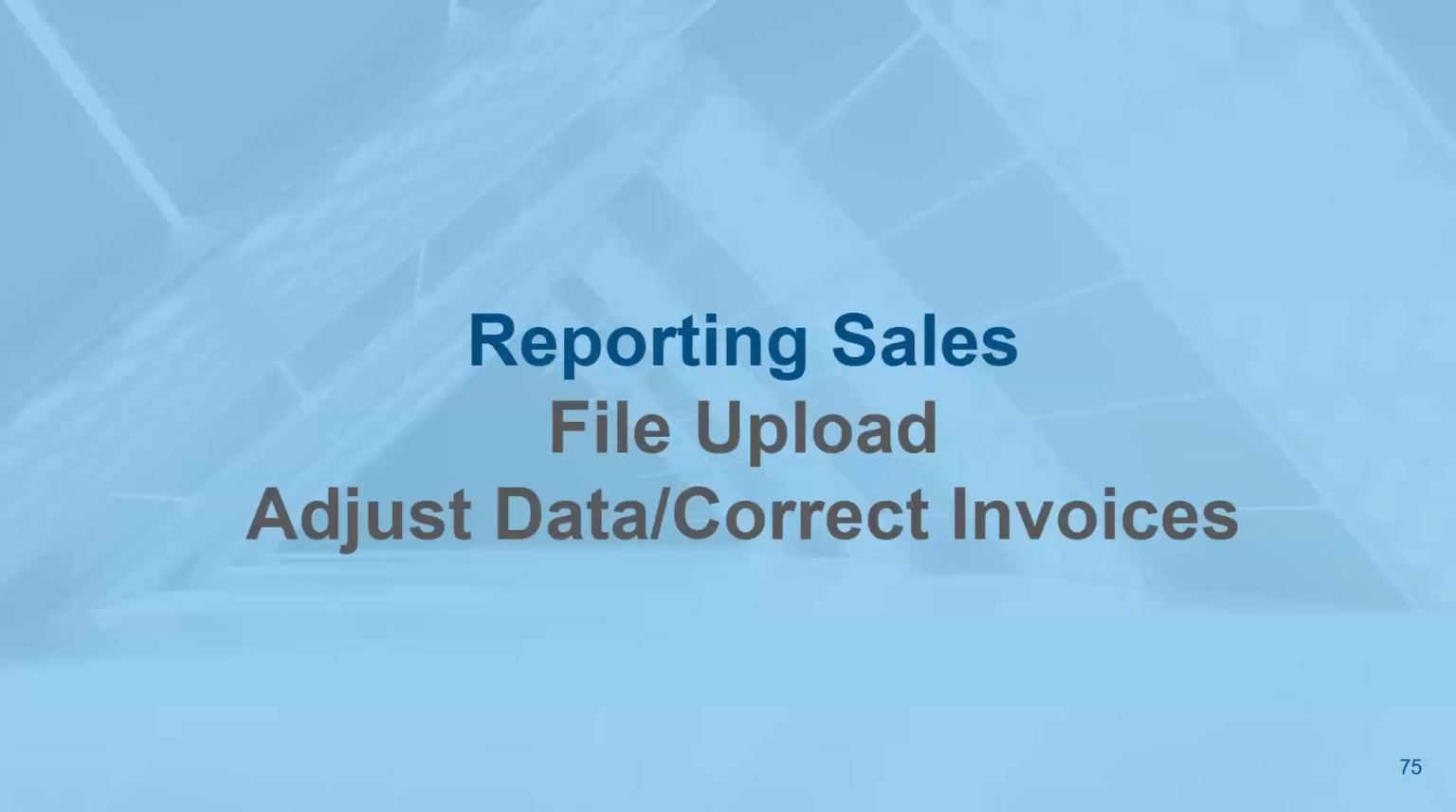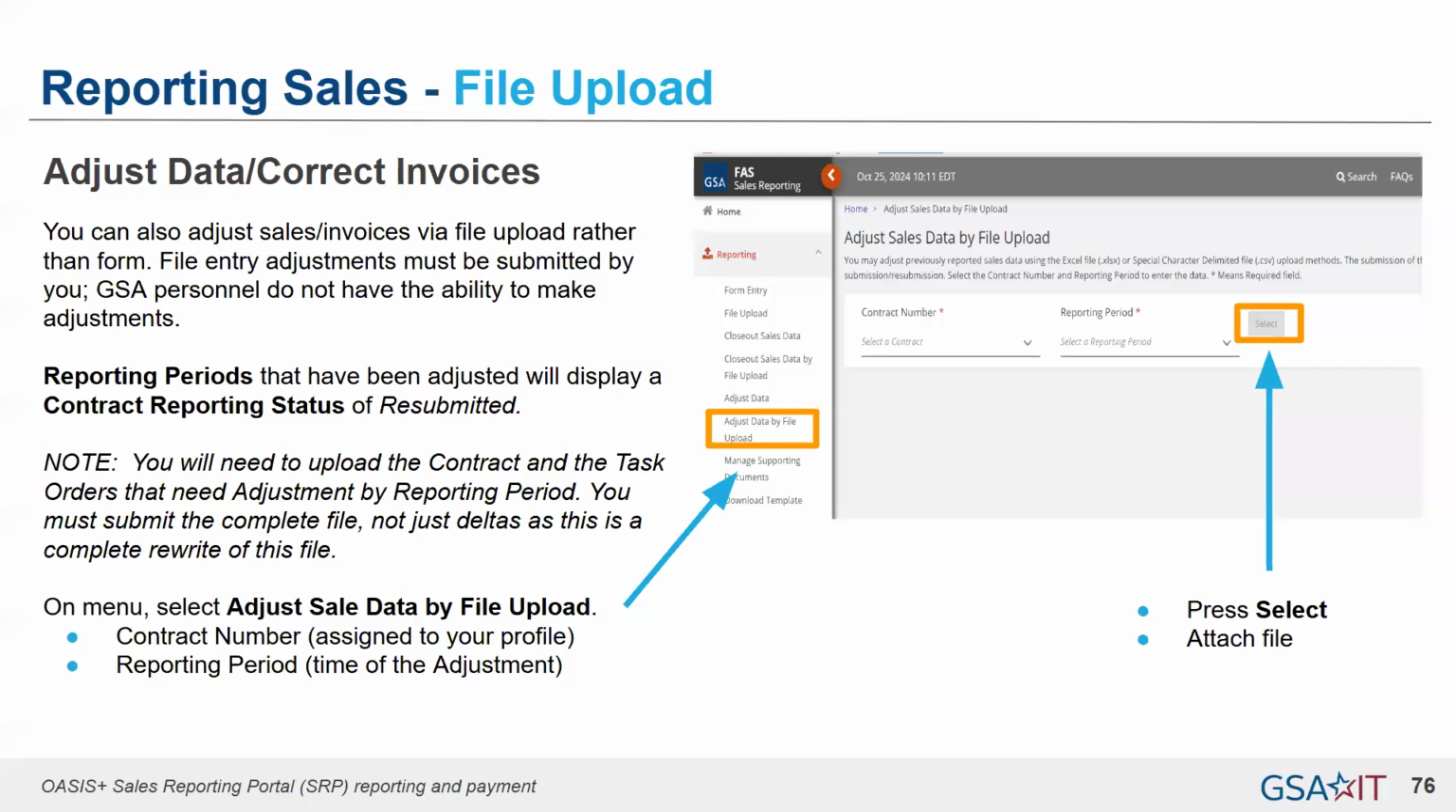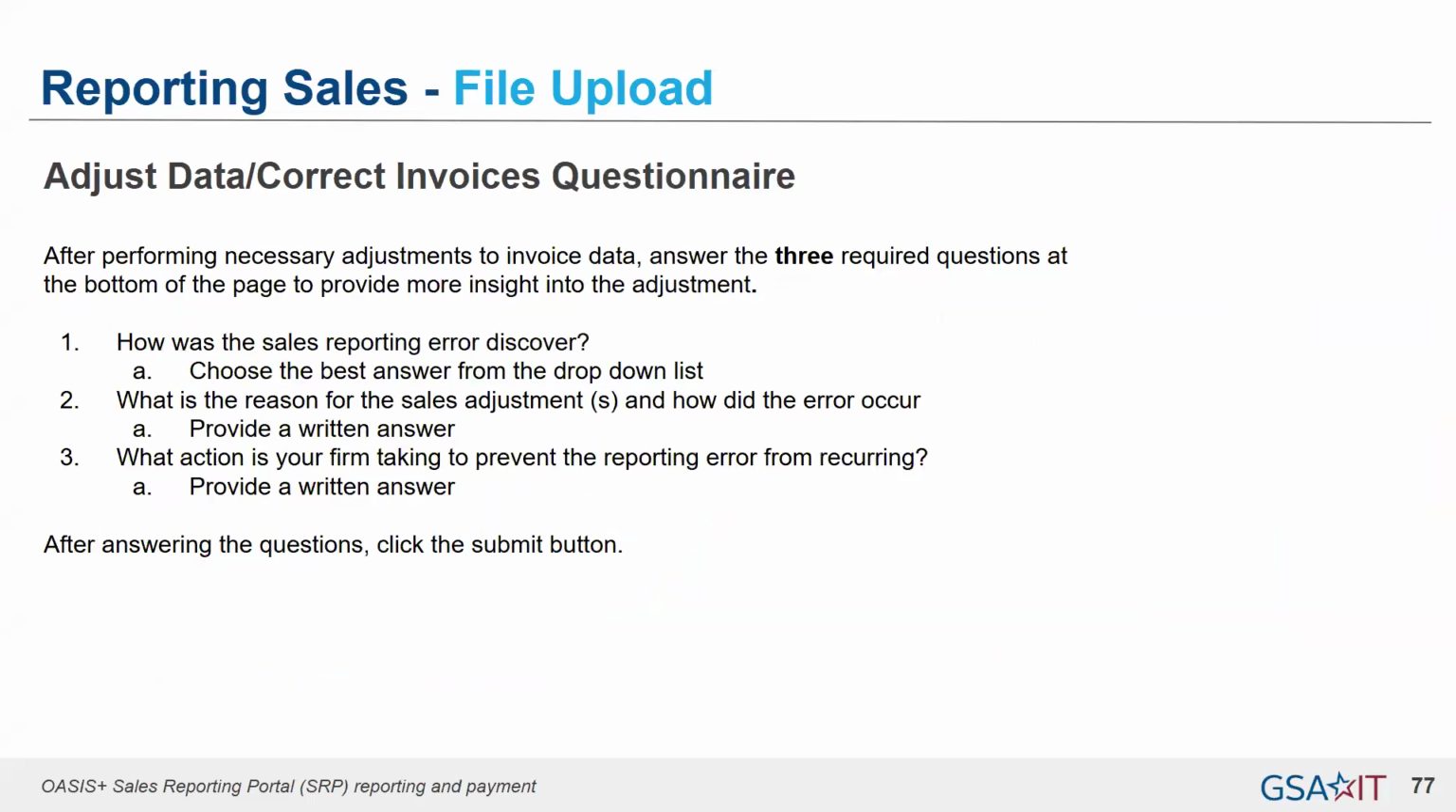All right, and to adjust the data, it's the same thing. You go to adjust data file upload, and you would basically upload a new file that would replace the existing file and all the data fields. So if you're going this route, I would suggest you keep a copy of the file that you uploaded so you don't lose that data on an adjustment. The same questionnaire comes up: how was this error discovered, and how do you prevent it in the future? Answer that accordingly.